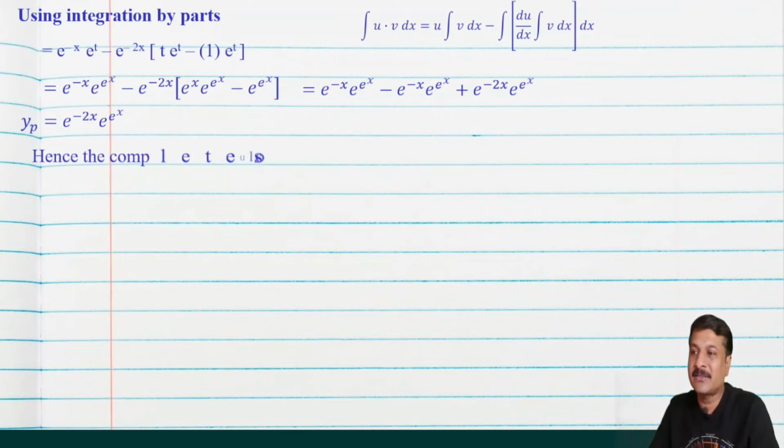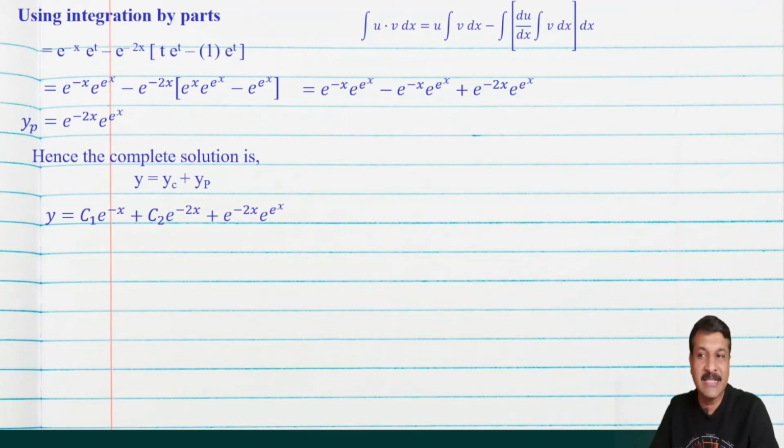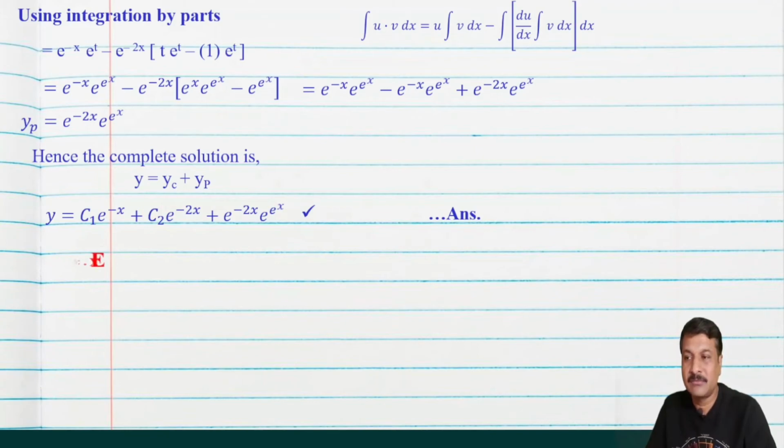So you will get the solution, that is, the complete solution is CF plus PI, that is C1 e raised to minus x plus C2 e raised to minus 2x plus PI, which is e raised to minus 2x, e raised to x, which is your required solution. So this is your final solution.